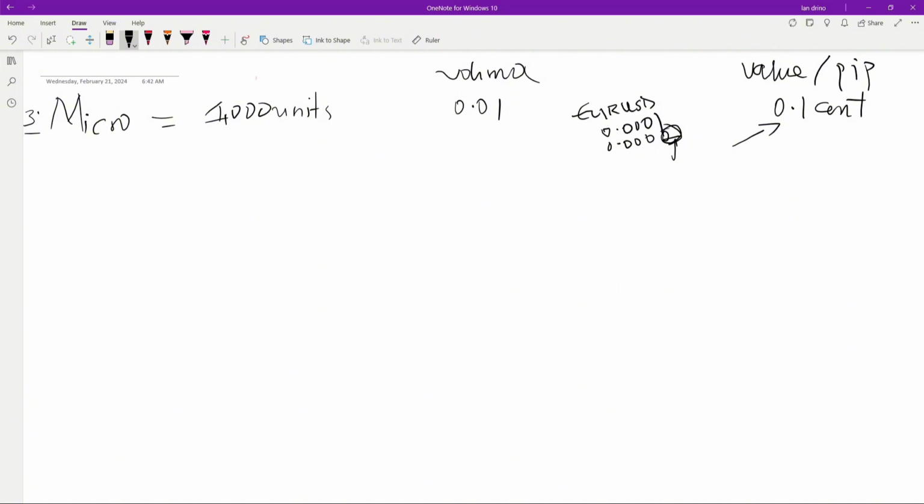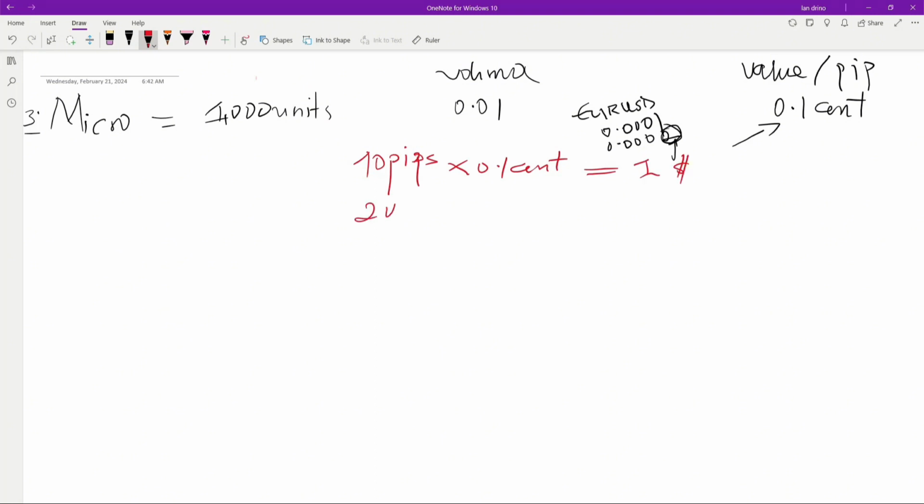Now, what happens if you make 10 pips profit? We are always talking about 10 pips, no problem. You can use 5, you can use 2, no problem. What if you make 10 pips profit in the market with 1 micro? How much are you going to be making? You are going to be making 10 times 0.1 cent. What is 10 times 0.1? It's a single dollar, just $1. I hope this is clear.